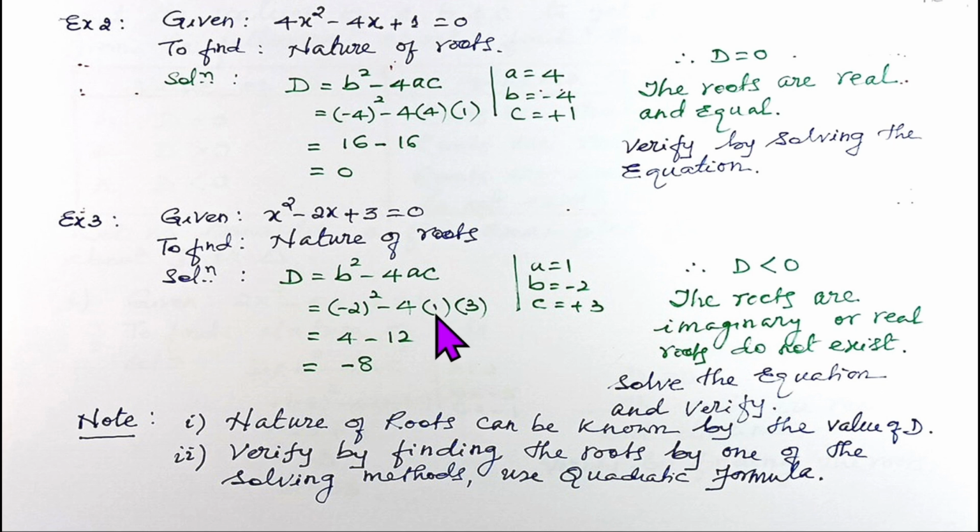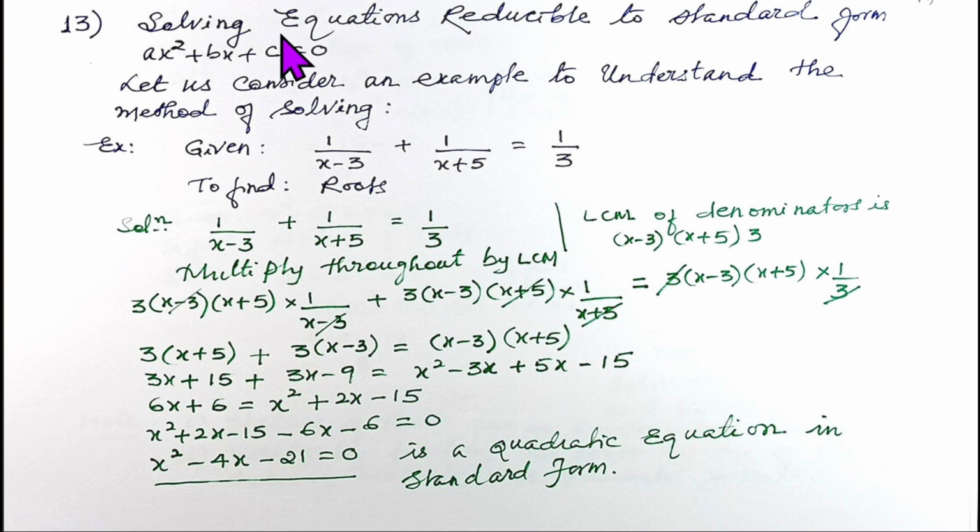Therefore remember, the nature of roots can be known by the value of D. Verify by finding the roots by one of the solving methods, using the quadratic formula. So remember, the discriminant D enables us to know the nature of roots, but if you want to find the roots, then we have to go by one of the methods of finding the roots. Now, solving equations reducible to standard form, that is ax square plus bx plus c equal to 0.